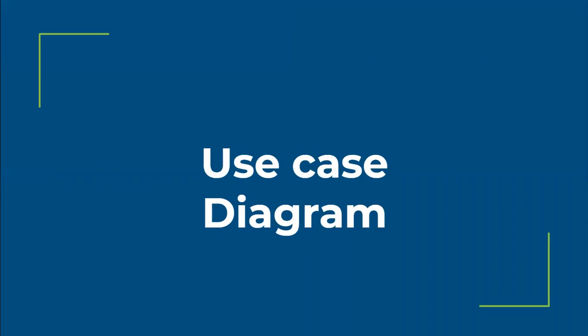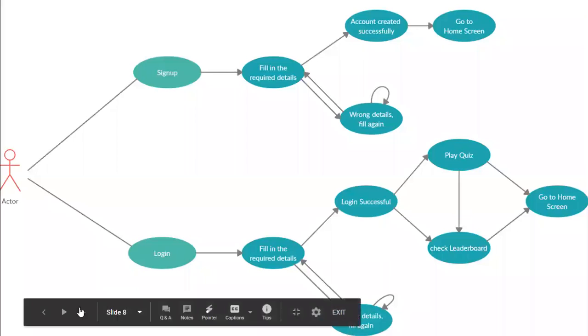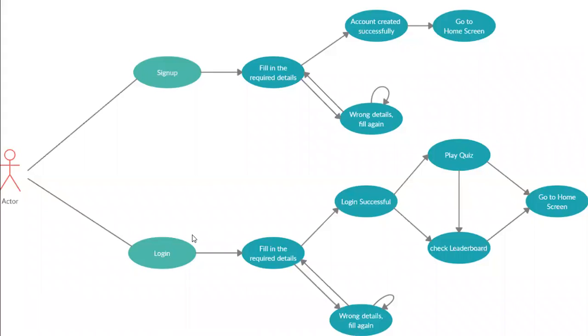So now, Hardik will tell about the use case diagram. We have already sent you the video showing how our app works. So we have two options on the home page. First is sign up and then login. In the sign up, we have to fill in the details, that is username and password. We check whether both the passwords are correct or not. If correct, then the account will be created and it will redirect to the home screen.